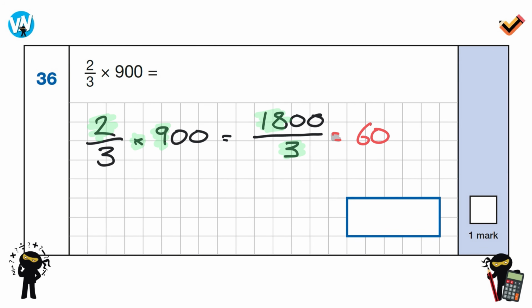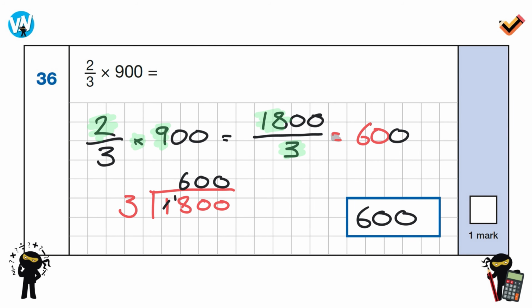If you were at this point and you weren't sure and you needed to do 3 into 1,800, you could have done that. 3 into 1 doesn't go, carry the 1. 3 into 18 is 6, and then those zeros are going to carry over. So the answer would have been 600. Very, very straightforward to do. And the purists, looking at the mathematical knowledge, really all they're saying is, what's 2/3 of 900?